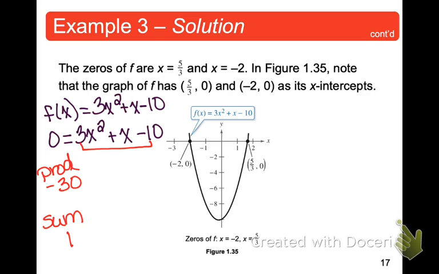Now, the two numbers that multiply together that give me negative 30 and added together that give me positive 1 are 6 and negative 5. So now what I do is I rewrite this as 3x squared plus 6x minus 5x minus 10.